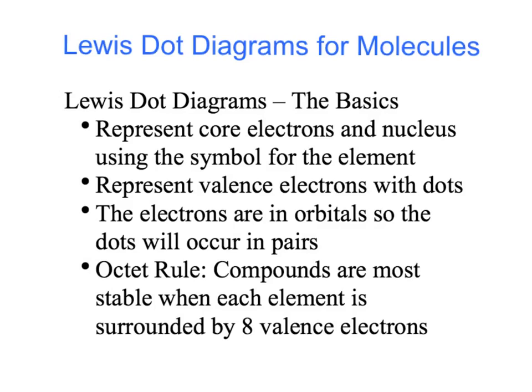The principal rule that we're going to follow to make sure that the structure that we built is a correct one is a thing called the octet rule. And that's that compounds are most stable when each element is surrounded by 8 valence electrons.